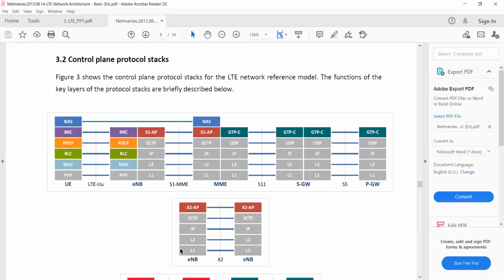And this one down is the eNode B to eNode B, which is connected by X2 interface. X2 interface, it is nothing but an IP address. We have given some name for interface. So it is having L1, L2, IP, SCTP. It uses SCTP protocol, and above that X2 AP protocol. What are these SCTP, X2 AP? I will explain you.